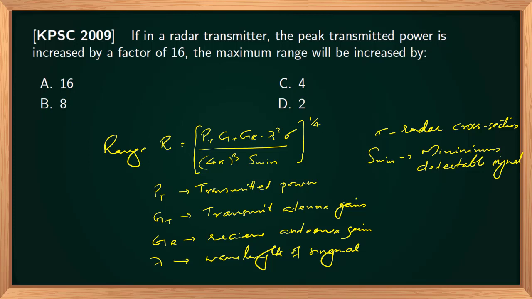The radar range equation gives a range that is proportional to transmitted power raised to 1 by 4. Since range is proportional to Pt raised to 1 by 4, if Pt increases by a factor of 16, then the range will be increased by a factor of 16 raised to 1 by 4, that is 2. The correct option is option D.